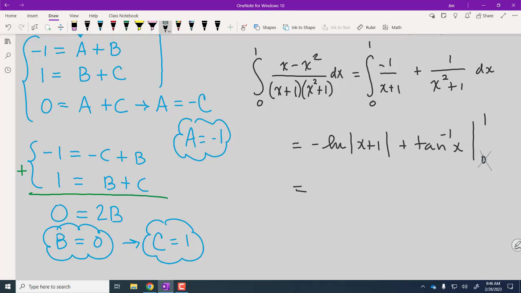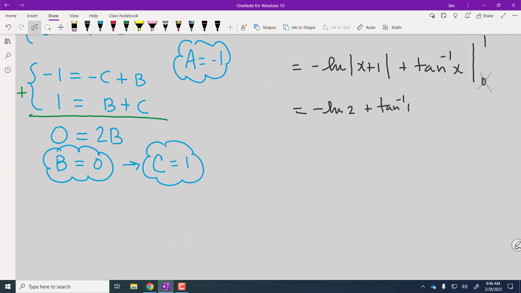Okay, so all we have to really concern ourselves with is that upper limit of integration. So we're going to have negative ln of 2 plus arctangent of 1. And what is arctangent of 1? Pi over 4. So we're saying to ourselves, what's the angle on the right with a tangent value of 1? And that's right at 45 degrees, pi over 4 radians. So this will be our final answer. That is the area of the shaded region.